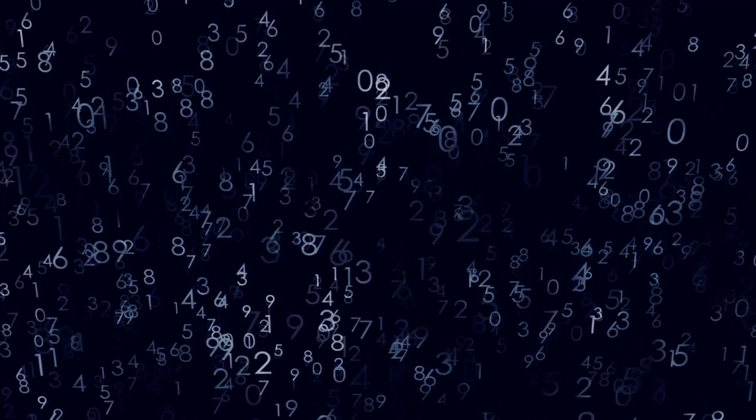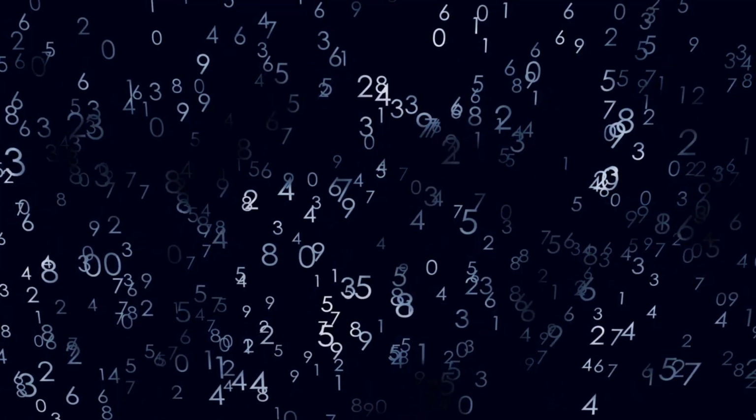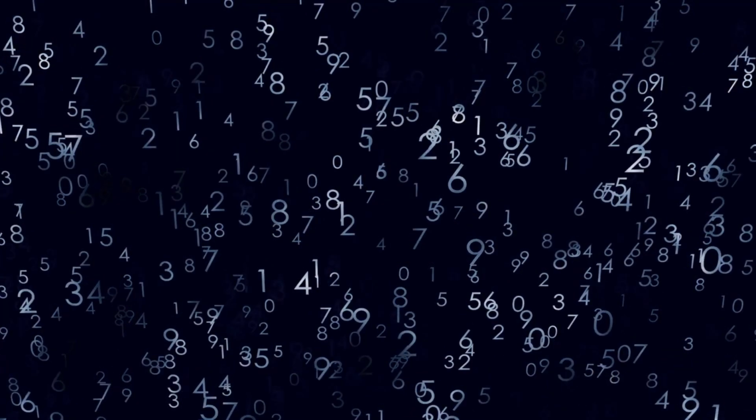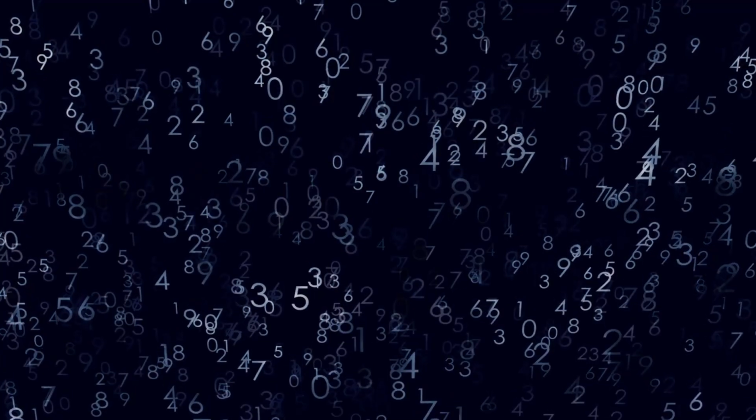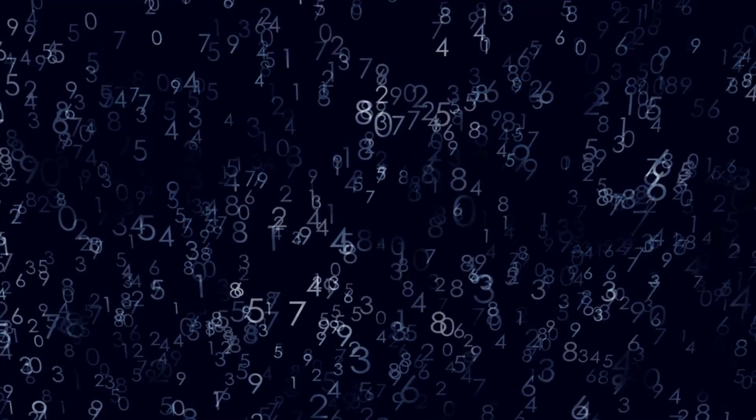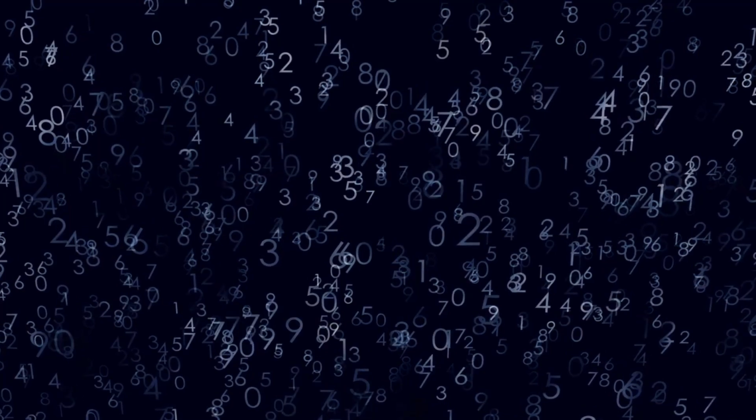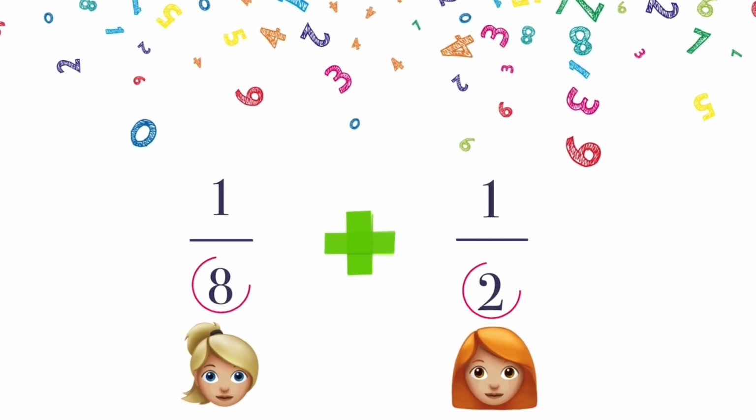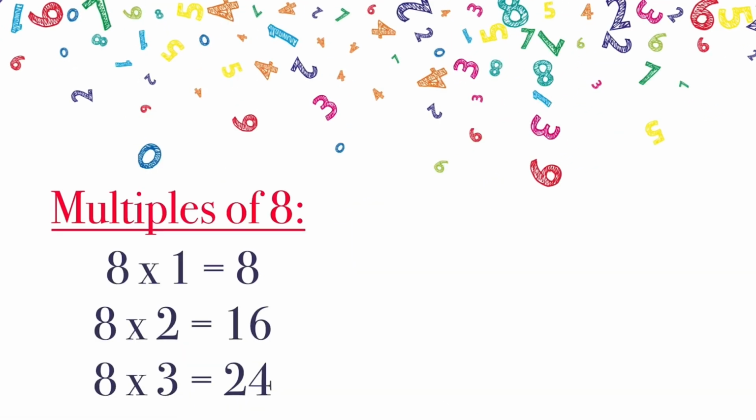We know what must be done, but how do we do it exactly? Well, my young Padawan, we simply need to find the least common multiple of our 2 denominators. When we say least common multiple, we are talking about the smallest number that 2 numbers can be divided into without leaving any remainder. For our denominators, we have 8 and 2. Let's list the multiples of 8.